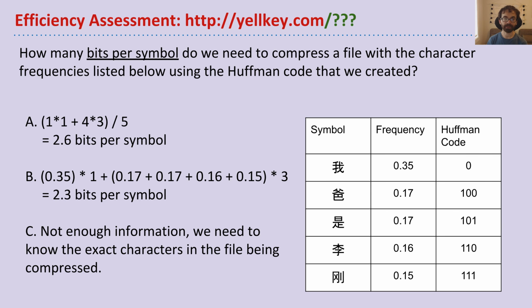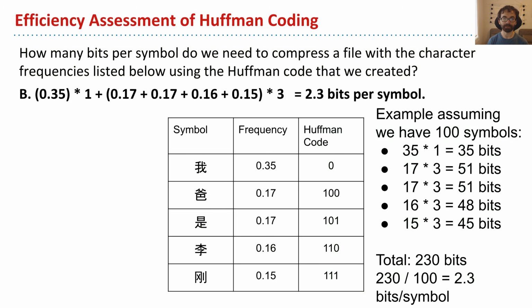Okay, so it turns out the correct answer is 2.3 bits per symbol. You can think about this two ways. One is using intuition, looking at this and feeling out exactly what's going on. But if that doesn't do it for you, another approach is to imagine we have a text with 100 symbols. By definition, 35% of those characters are this one, so there's 35 of those. There's 17 of these, 17, 16, and 15 of these.